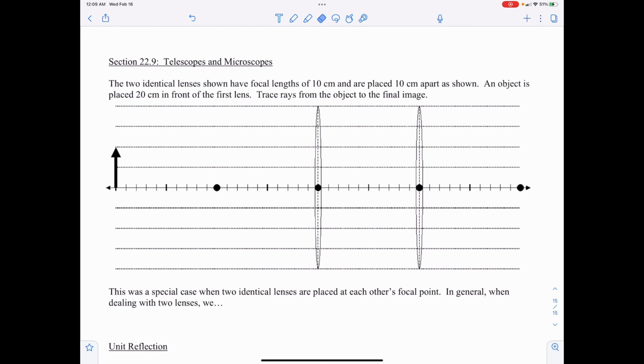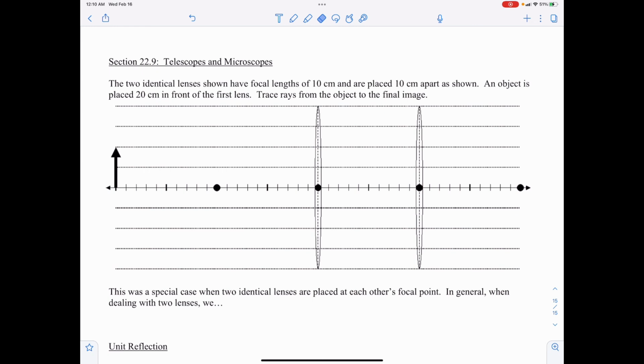Section 22.9, telescopes and microscopes. Well, telescopes and microscopes have what is called a compound system, meaning more than one lens involved. Now, for a microscope, it's a lens on the eyepiece and a lens on the rotating objective that you put right above the object that's on the slide, on the glass slide. Well, a telescope has an eyepiece and it has a lens on the other side, and it has a mirror to kind of reflect that light to the eyepiece.